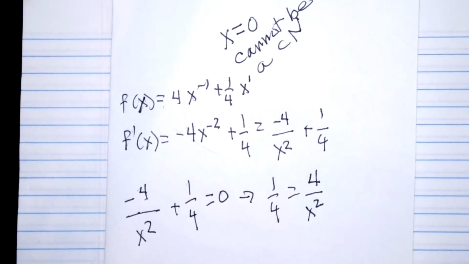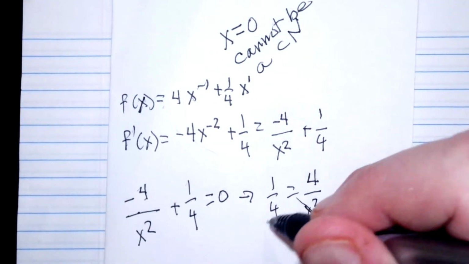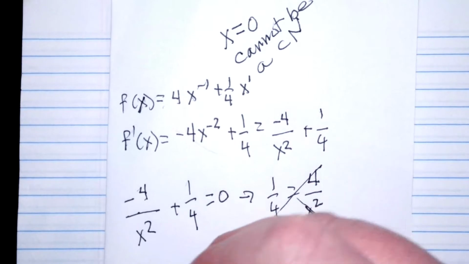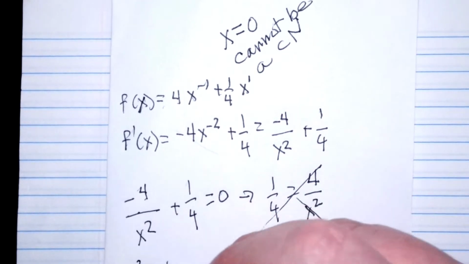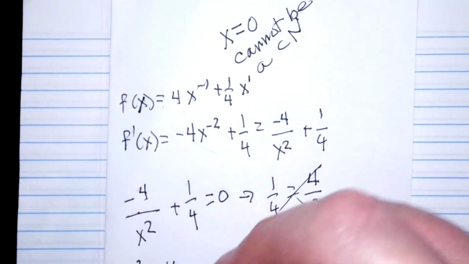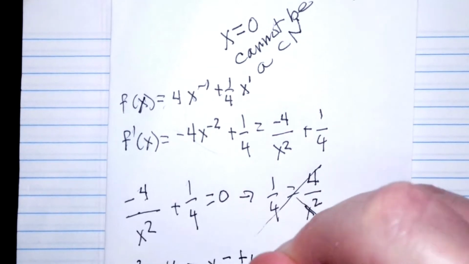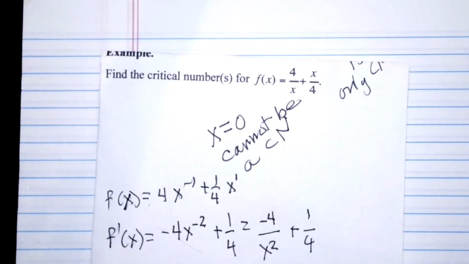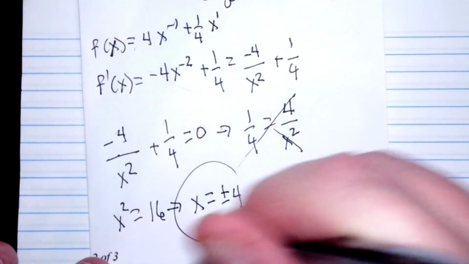If two fractions are equal, then the products you get by multiplying in this direction and multiplying in that direction must be equal. So that means that x squared must be equal to 16, which tells us that x must be either plus or minus 4. We check to make sure that the function's not undefined at 4 or negative 4. It's not. So those are both critical numbers.